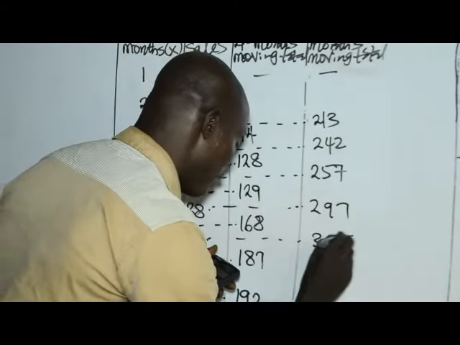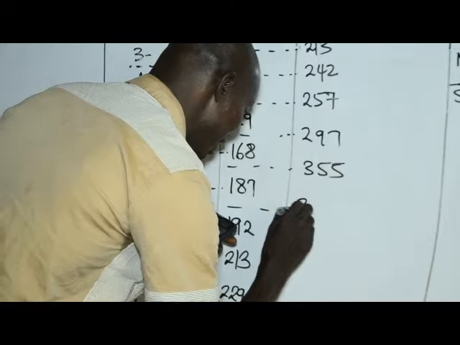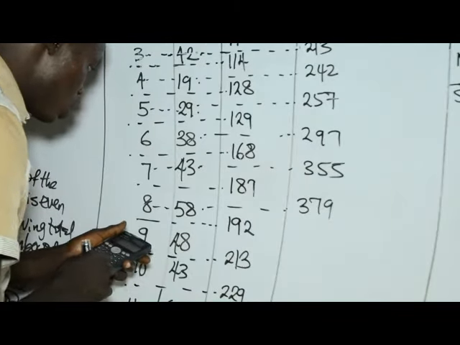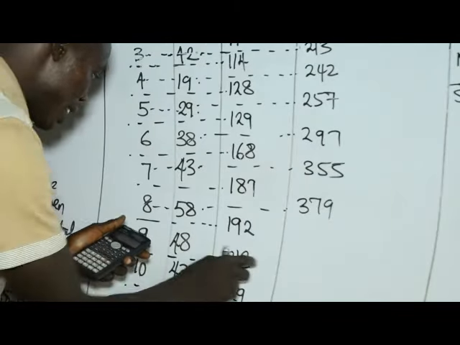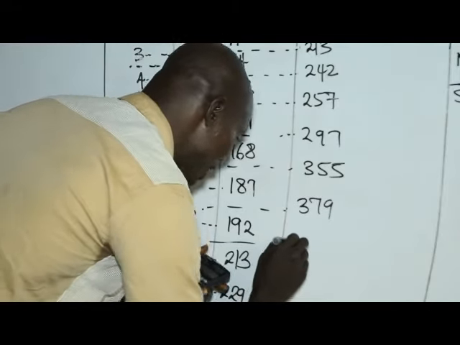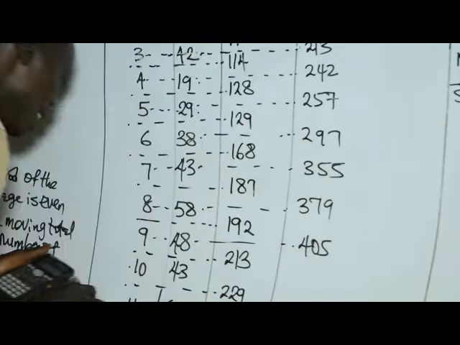Then 187 plus 192. And that gives us 379. And the number in between is 8. So you put it where you have 8. That's the 379. Then we have 192 plus 213. That gives us 405. And the number in between is 9. So you put it where you have 9. That is 405. Then 213 plus 229. That gives us 442. And the number in between is 10. 10 months. So you put that 442.